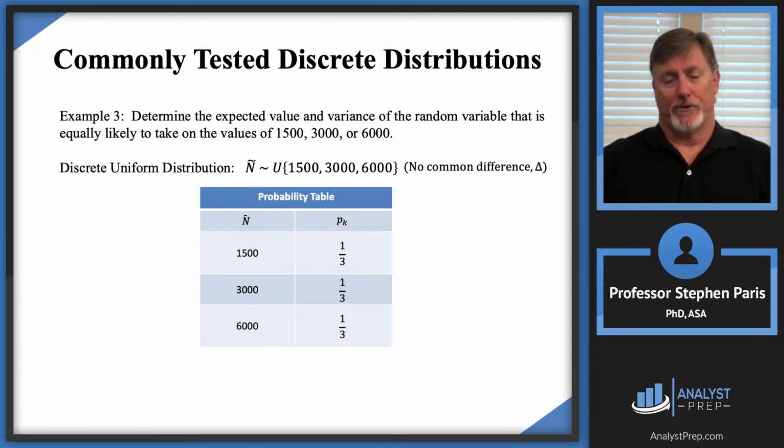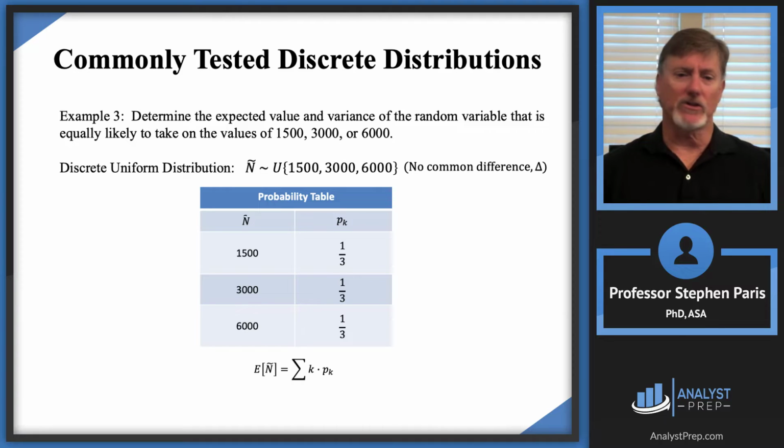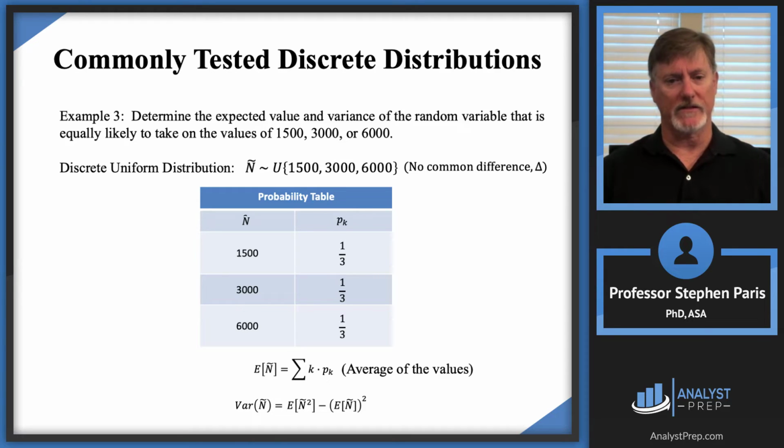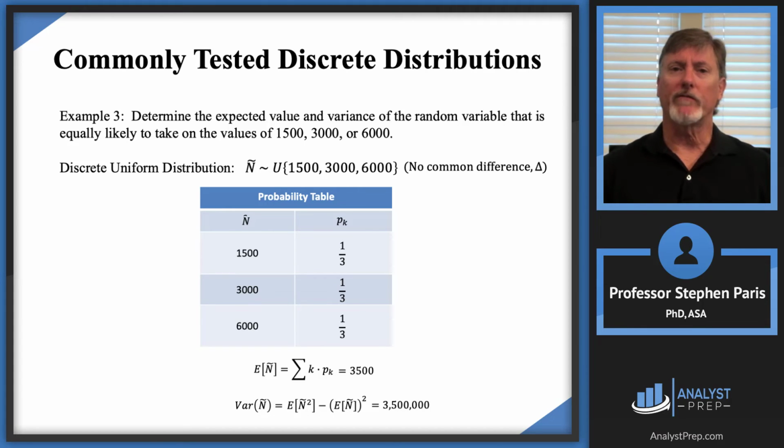It's a pretty easy table to write out. The values, the support for cap N tilde, are 1,500, 3,000, 6,000, and they're equally likely, so that means their probabilities must all be equal to 1/3. And then if I wanted the expected value and the variance, you just got to do it. The expected value is just going to be the sum product there. Notice that's just going to be the average of the values again. And then the variance, this is one way to calculate it, is to take the second moment of the discrete distribution that you have the table for there and subtract off the square of the first moment. I'm going to leave it to you to show that those values are 3,500 and 3.5 million respectively.